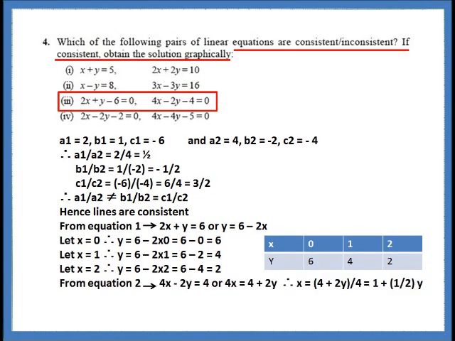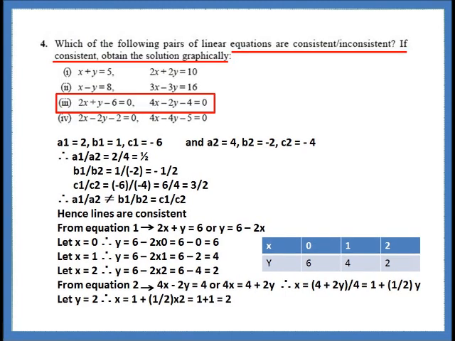From equation 2, we find that 4x minus 2y is equal to 4 or 4x is equal to 4 plus 2y. Therefore, x is equal to 4 plus 2y divided by 4. So that is equal to 1 plus 1 by 2y. Let y is equal to 2. Therefore, x is equal to 1 plus 1 by 2 into 2. So this is equal to 1 plus 1, that is equal to 2.